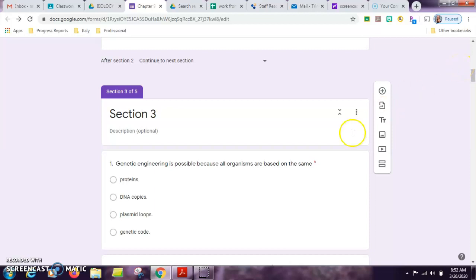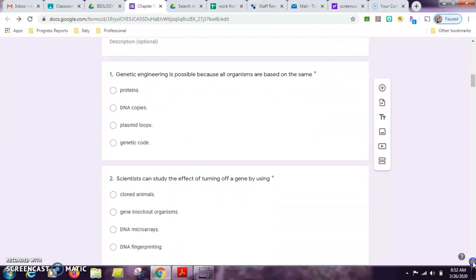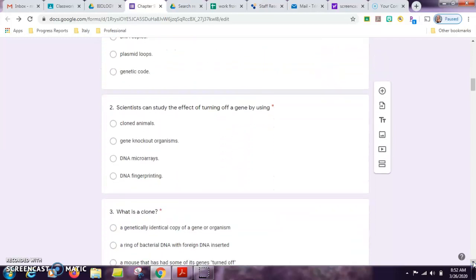Genetic engineering is possible because all organisms are based on the same proteins, DNA copies, plasmid loops, or genetic code. Scientists can study the effect of turning off a gene by using cloned animals, gene knockout organisms, DNA microarrays, or DNA fingerprinting.